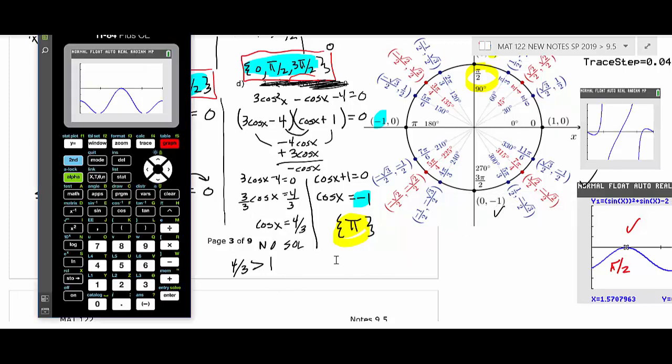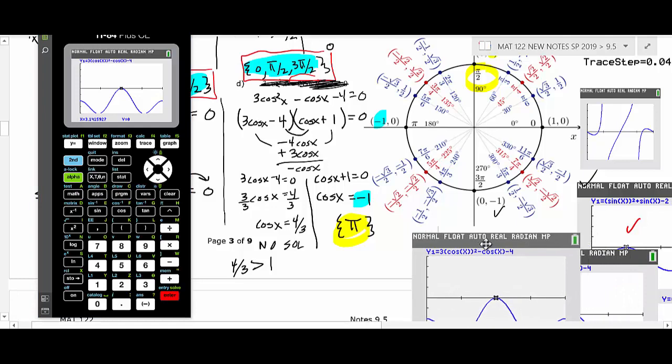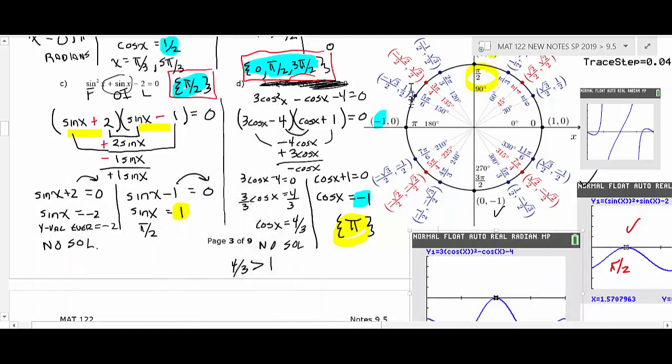Okay, so I just wanted to show you real quick the checking on this also. So I went ahead and just graphed 3 cosine squared x minus cosine x minus 4, in the same window I've been using. You can see this happens at pi. The only time when it's equal to 0, then the y value is equal to 0, is that. So again, you could trace at pi real quick and verify that you have a right answer. Okay. So again, it's always worth looking at those kinds of things and checking and verifying.